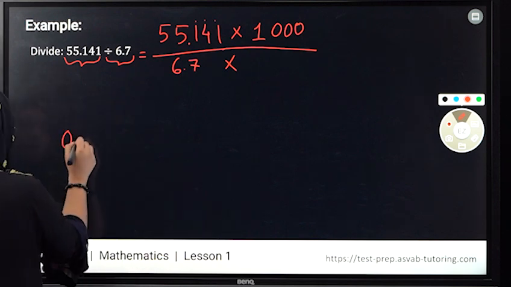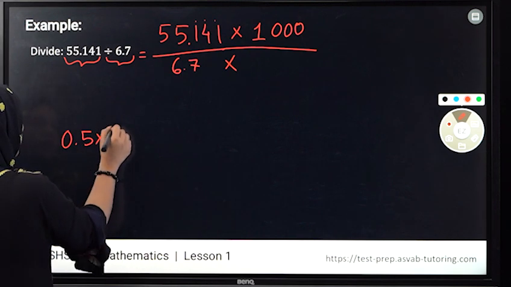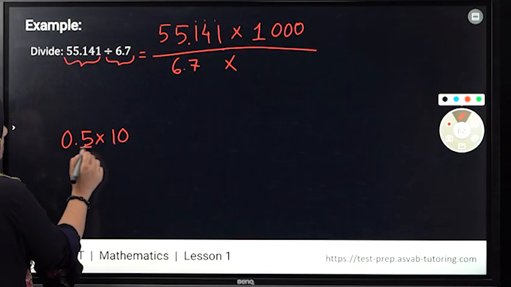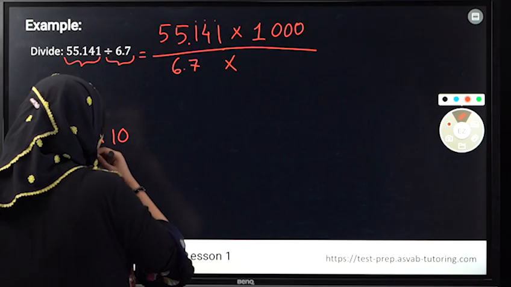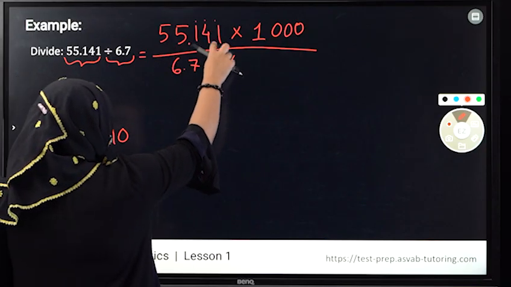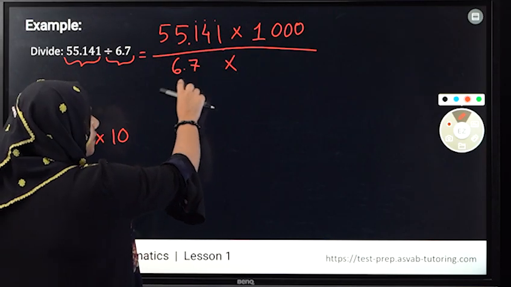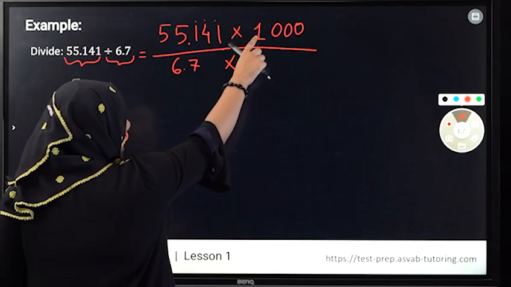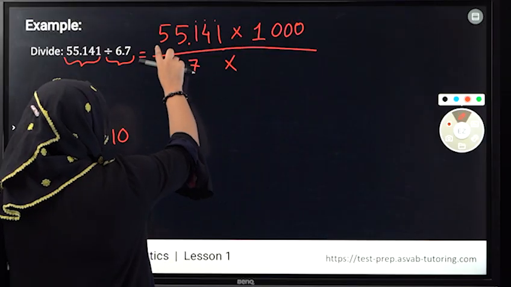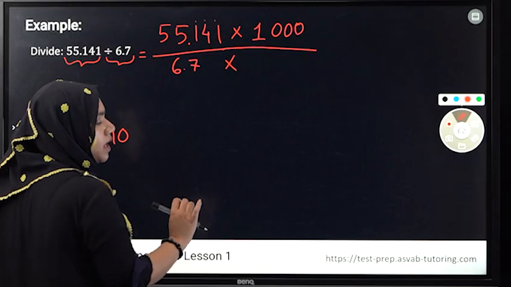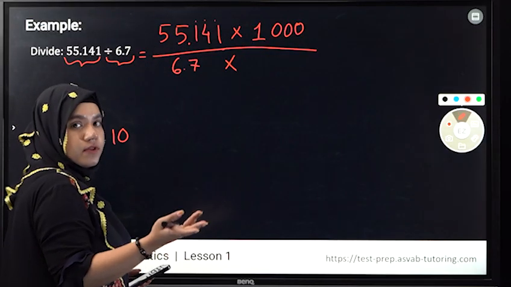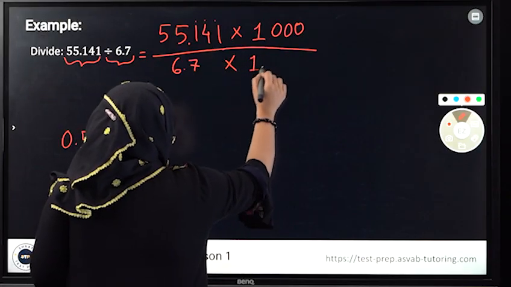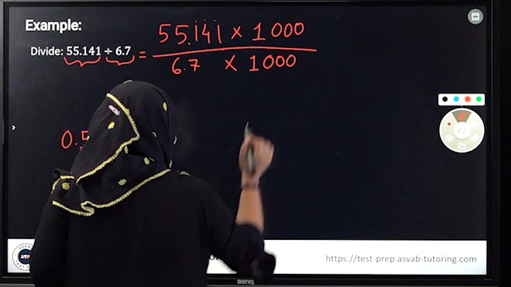Let me make it easier for you. Let's say you have 0.5, and if you want to remove the decimal, all you do is multiply it with 10 because it's one digit. Got it? However, because this has three numbers and this has one number, if I did 10 with this, I'd also have to do 10 with that, and doing 10 with that is just going to give me 551.41, which does not really fulfill our point, right? Which is why I did 1,000 over here, and if I want to do 1,000 over here, I need to do 1,000 over here as well.